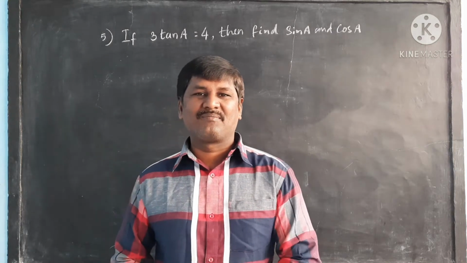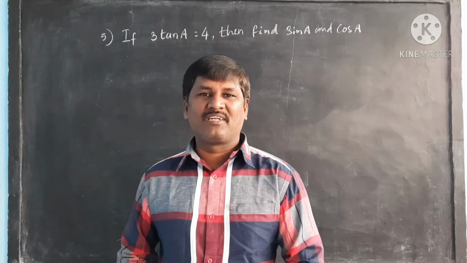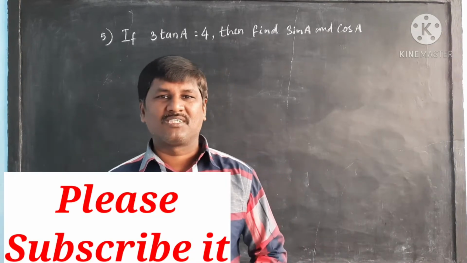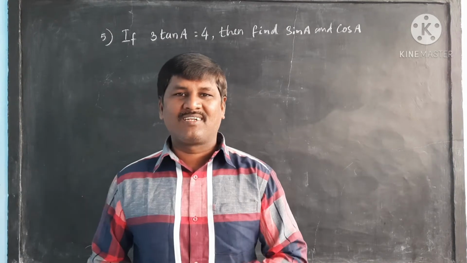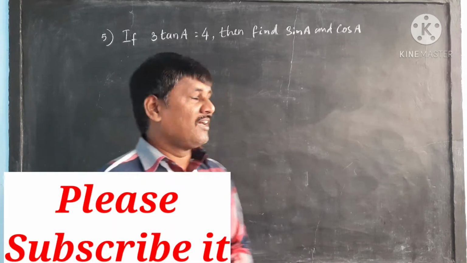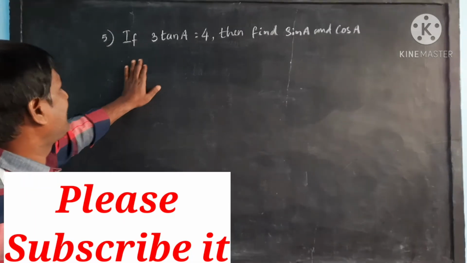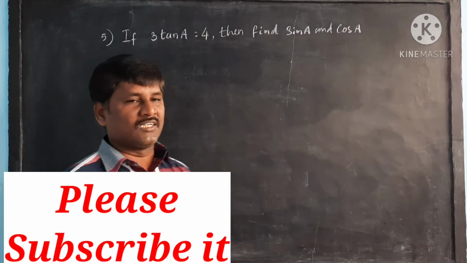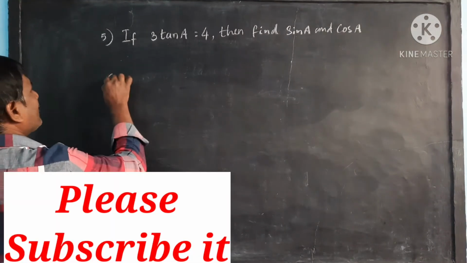Today's topic is trigonometry. In this class, we are going to solve 3 questions from exercise 11.1. They are question number 5, question number 6 and question number 7. Now, let's start the class with question number 5. The question is, if 3 tan A is equal to 4, then find sin A and cos A. Now, let's start the solution.